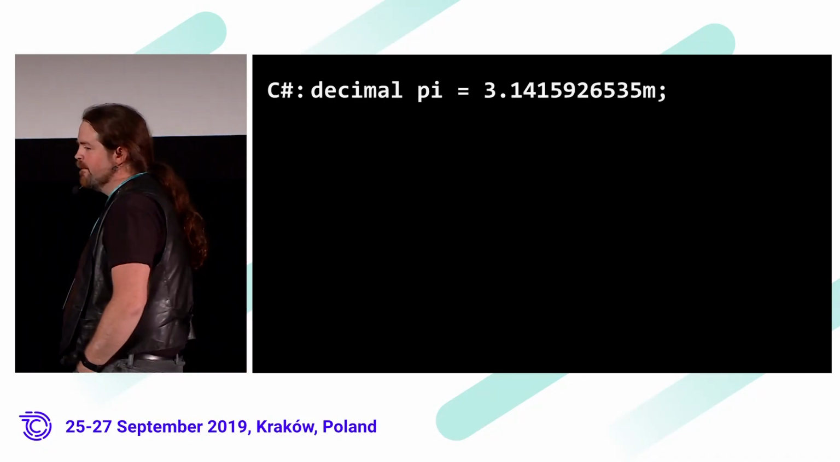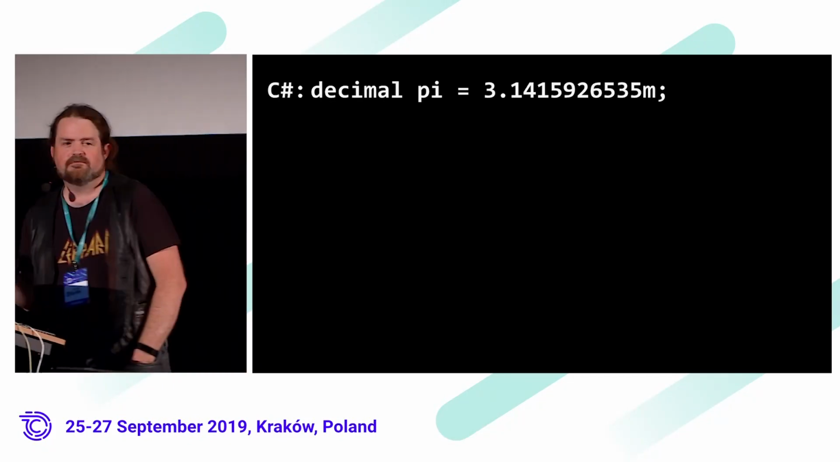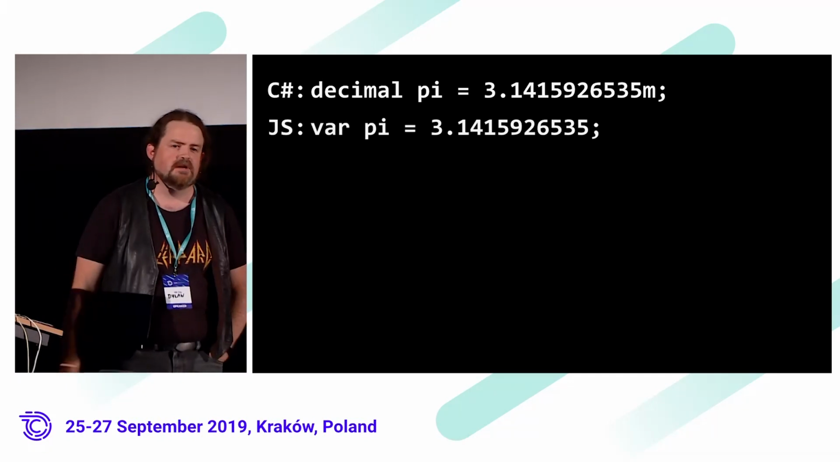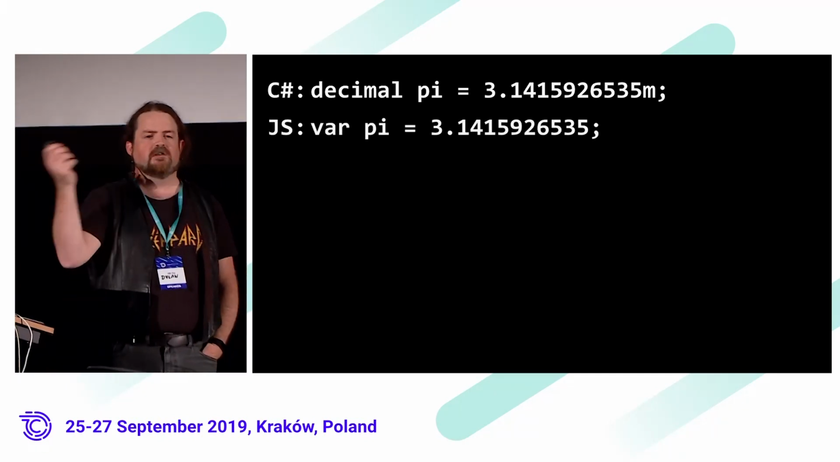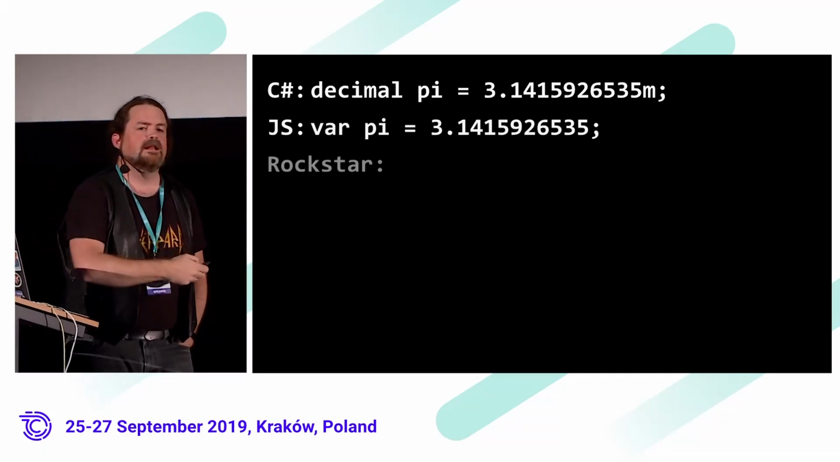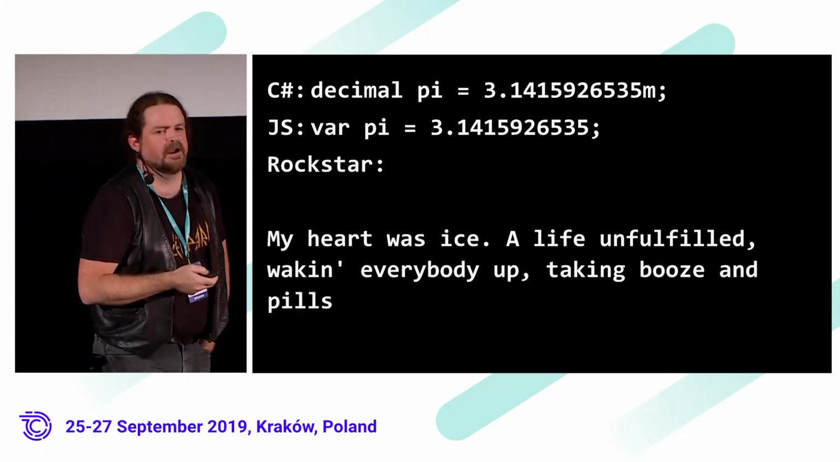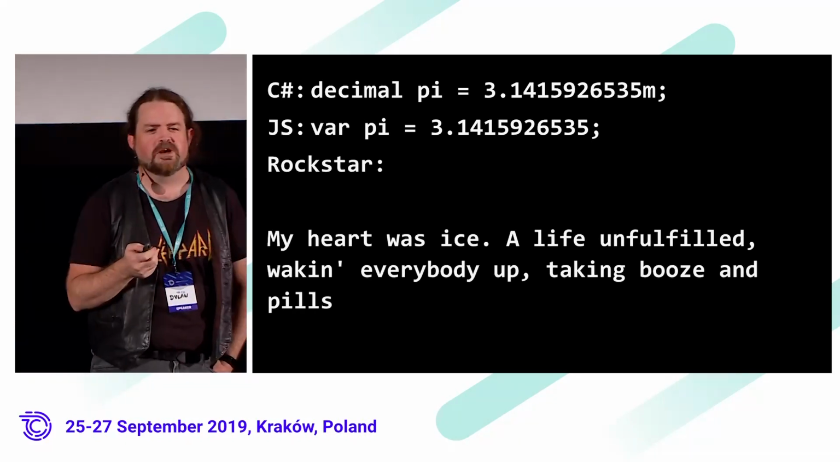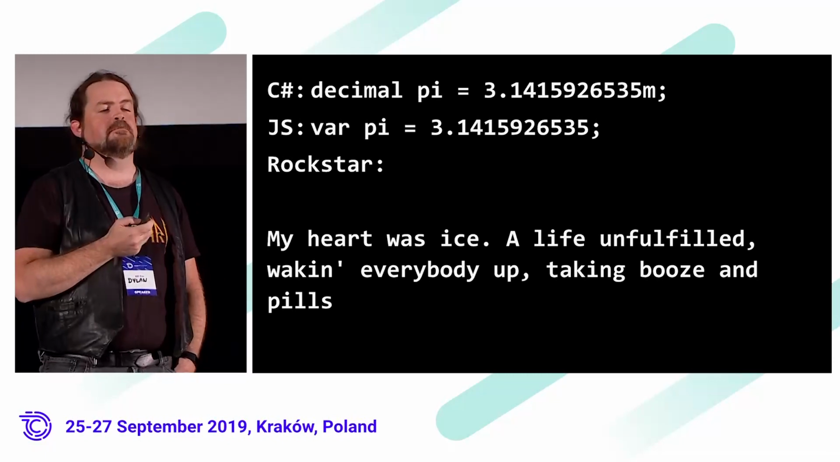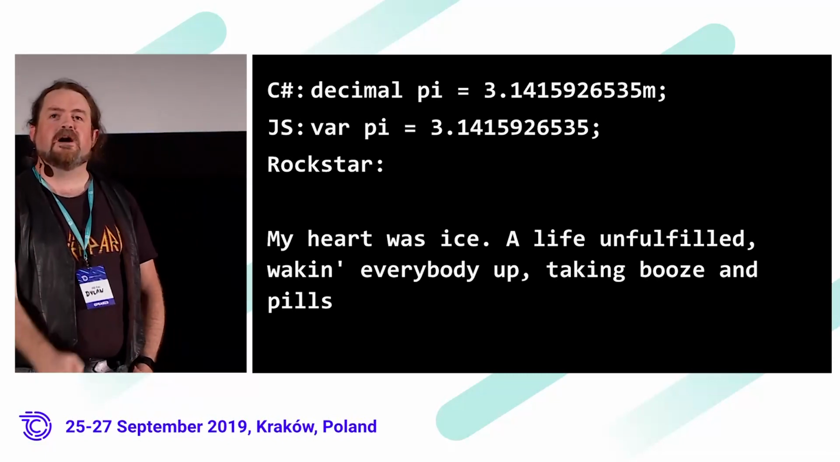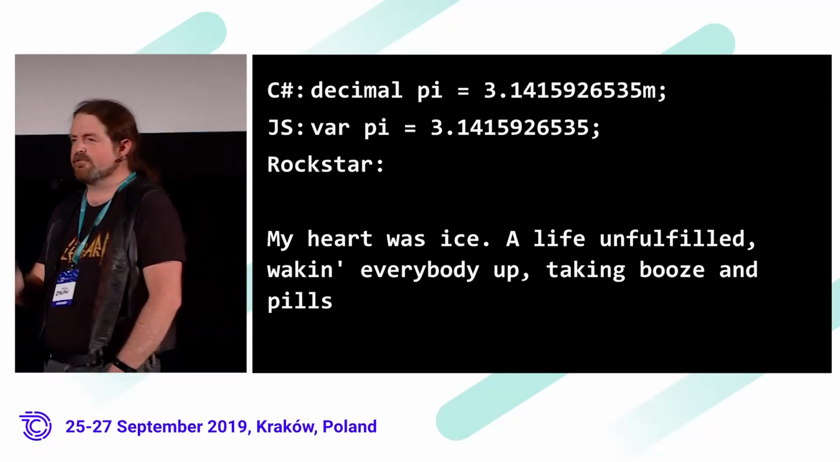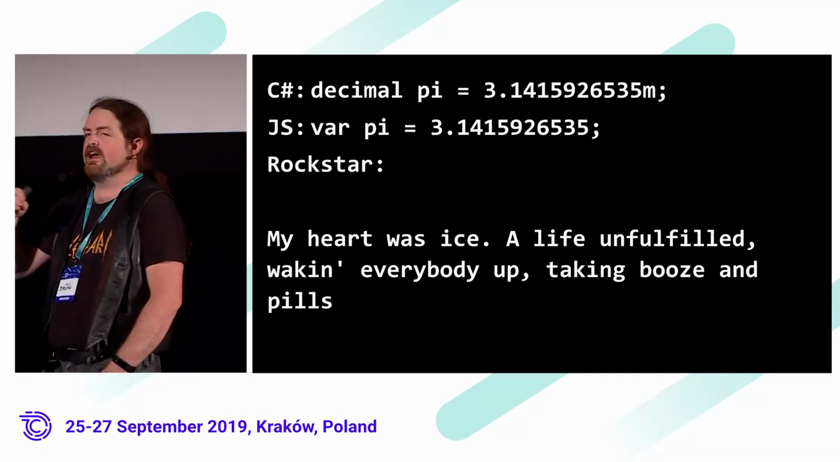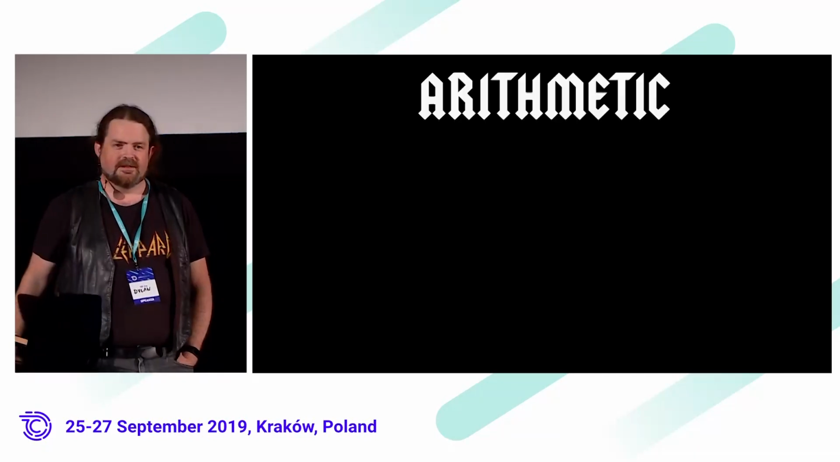There's more. We want to do floating point numbers in C#, decimal pi, in JavaScript, var pi equals 3.1415, blah, blah, blah. In Rockstar, my heart was ice, a life unfulfilled, waking everybody up, taking booze and pills, is how you load pi into a variable. 3, ice, ICE, dot, and then it just counts the word lengths.